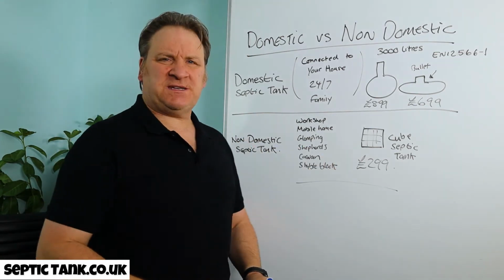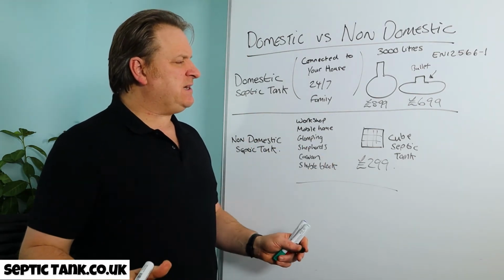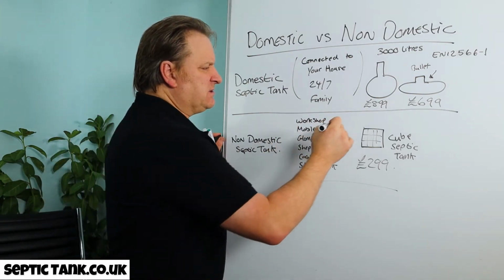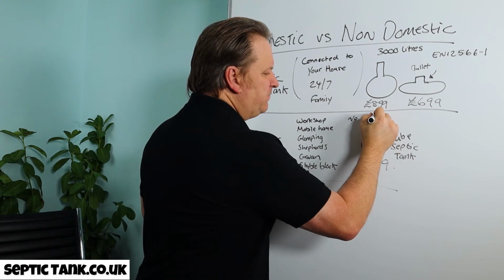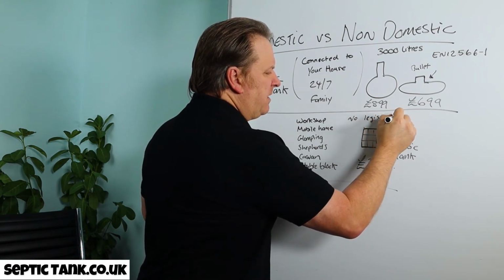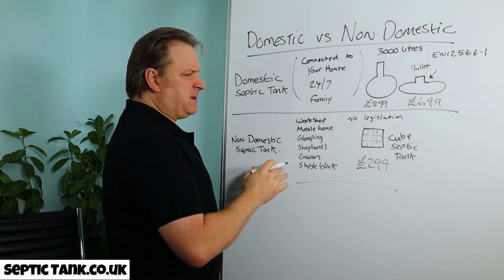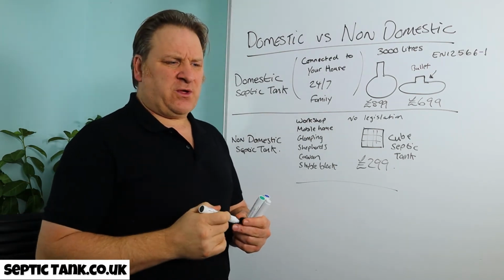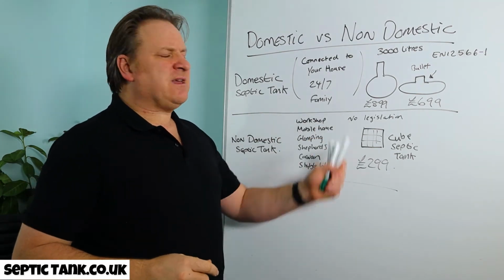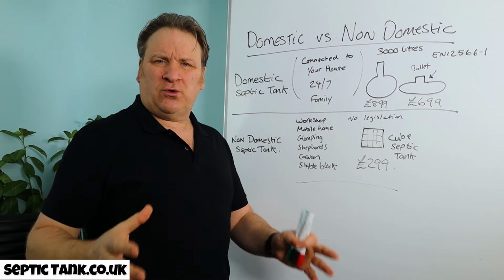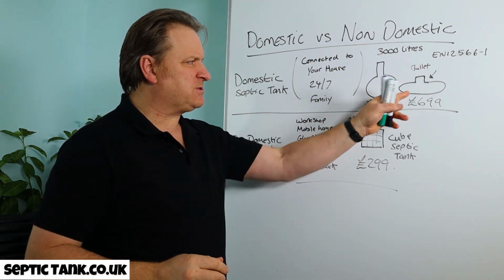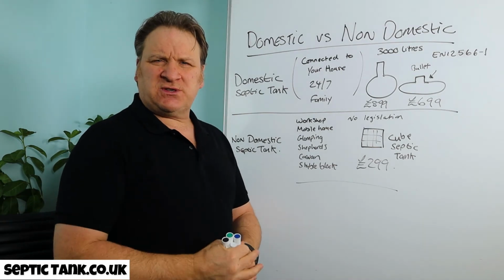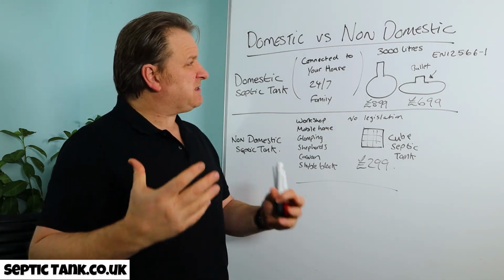For a non-domestic septic tank, you do not need any certifications. There's no legislation regarding non-domestic septic tanks. The only criteria is, in either case, they don't pollute a watercourse or the countryside, so you wouldn't run a pipe straight from any of these into a stream or a river or a watercourse. So there you go.